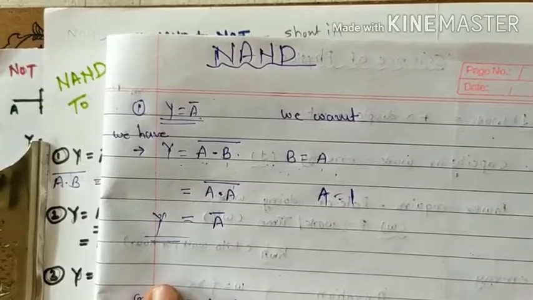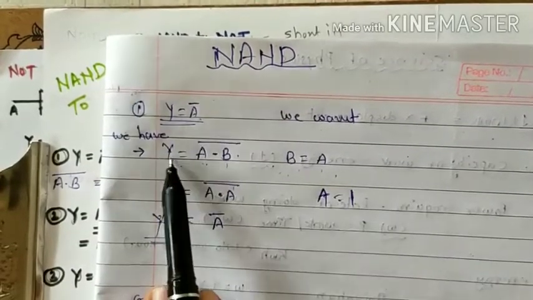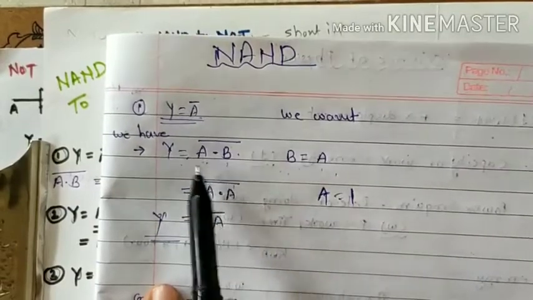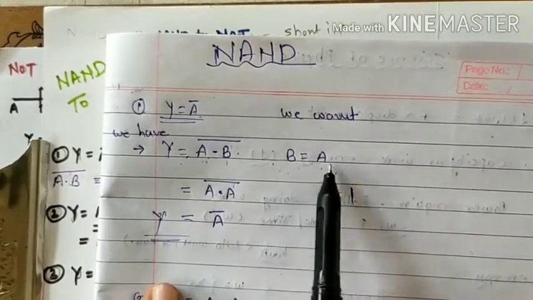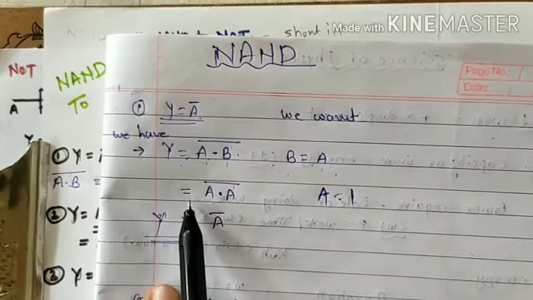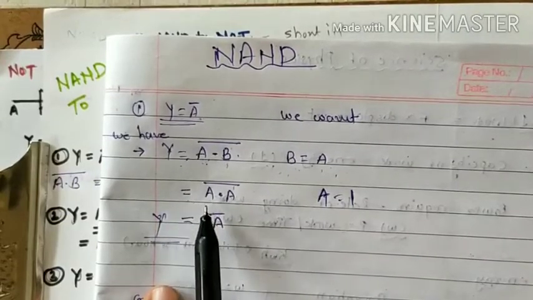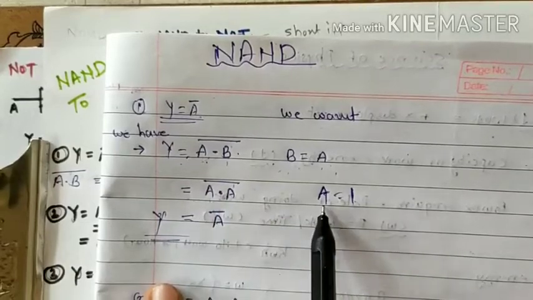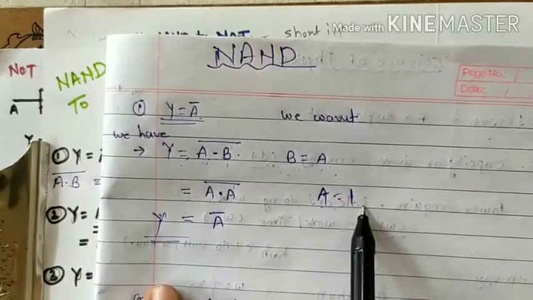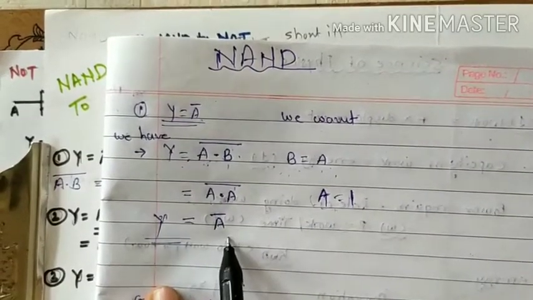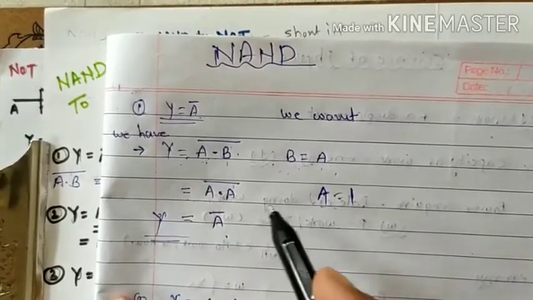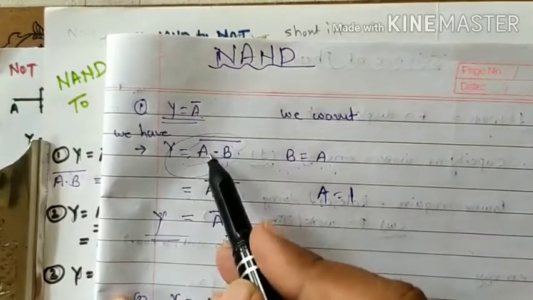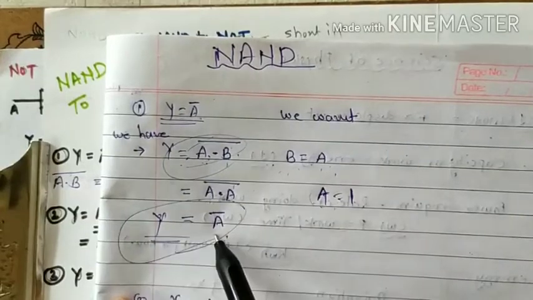Just again I am going to explain. y is equal to a into b bar, it is a NAND gate. We consider b is equal to a. So the equation becomes y is equal to a into a bar. So we give the value of a is equal to 1, so it will be a bar only. Okay. So by the help of this NAND gate, we convert it into NOT gate.